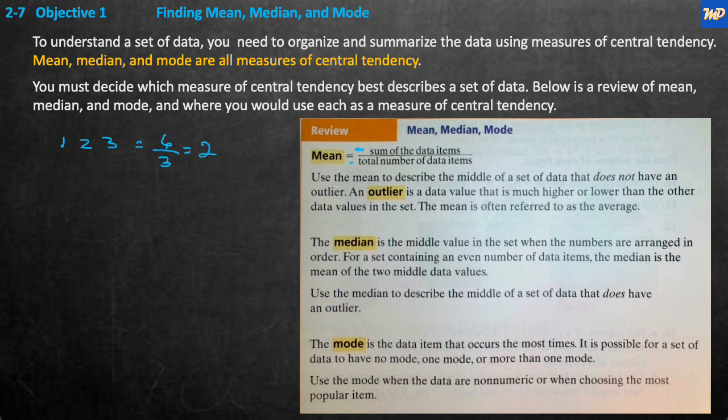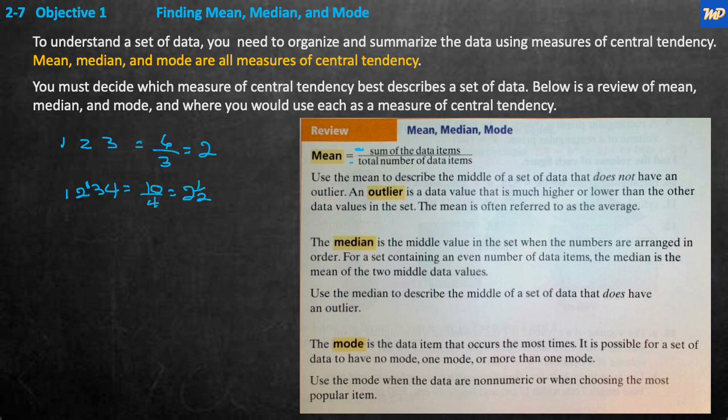It's not quite as easy if there was an even number, like 1, 2, 3, and 4. Then 1, 2, 3, and 4 gives you a 10, and 10 divided by 4 is equal to 2.5, right? So you can see that it would be right here in the middle at 2.5.